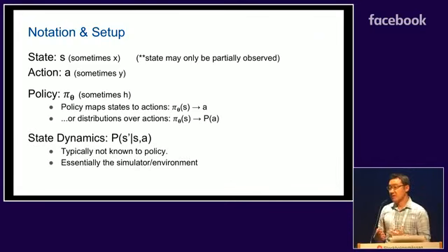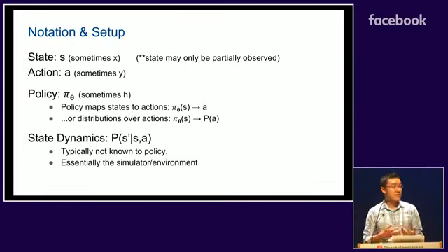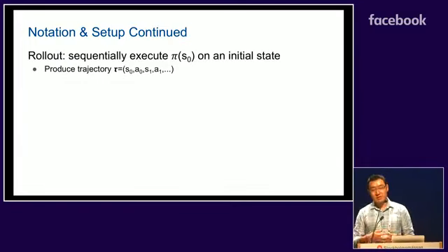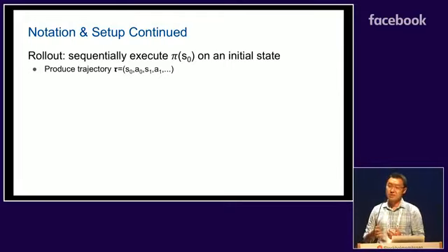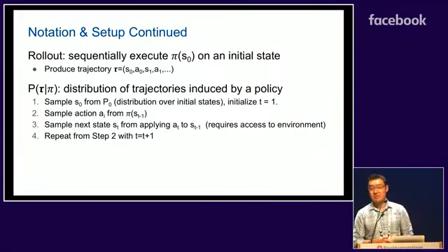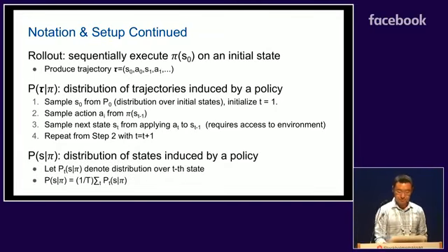And there's often also a state dynamics. This is our model, and this is basically what the simulator or the environment is, which is basically what is the next state given an action applied to the current state. There's a concept known as a rollout, which is basically sequentially executing the policy from some initial state to collect the trajectory of state action pairs. We could talk about distributions over trajectories, which depend on the randomness of the policy and the randomness of the state dynamics. And we could talk about state distributions as well.